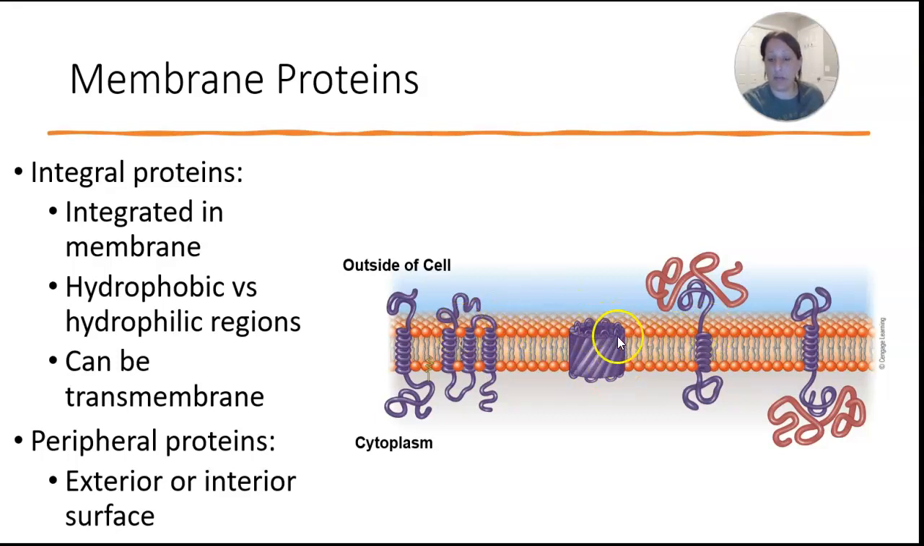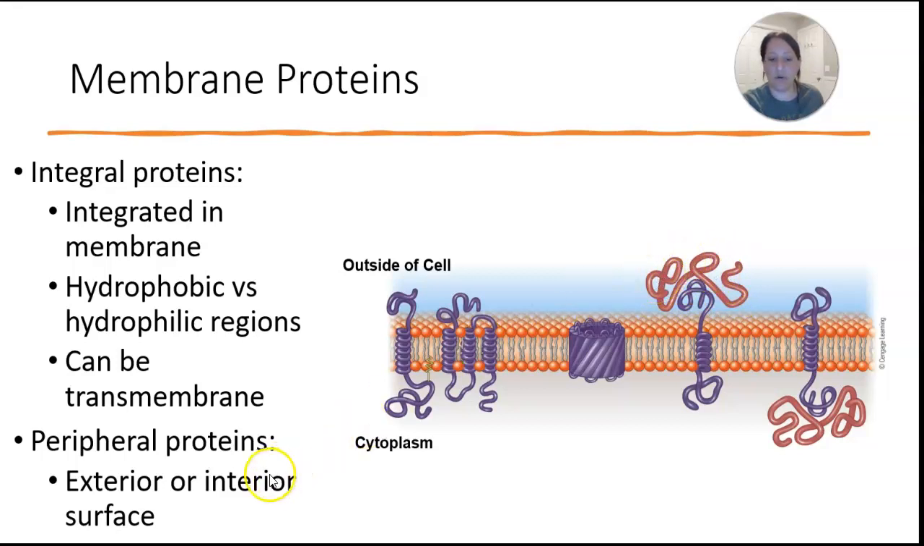Here's another transmembrane protein. This is a barrel protein. This is probably a channel protein. It's involved in transport. Again, transmembrane goes all the way from one side to the other. Another example of a transmembrane protein, but here it's attached to this. This is a peripheral protein.